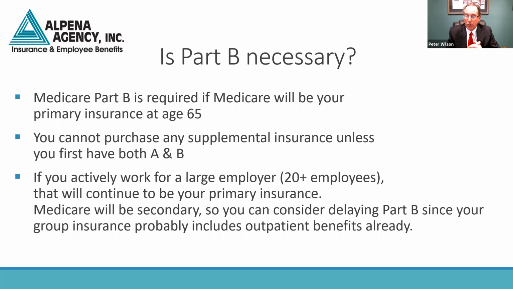One of the questions we've heard a few times is, is Part B necessary? Part B is required if Medicare will be your primary insurance at age 65, so you have to buy it. You can't purchase any of these supplemental policies unless you have both A and B. Also, if you're actively working for a large employer and you've retired from a large employer, often Part B can be part of that large employer's insurance that they provide to some of their retirees. And then once you exit that plan, then you could delay and purchase your own Part B.